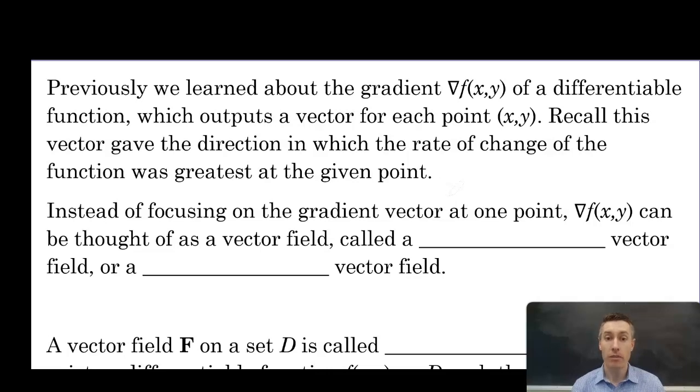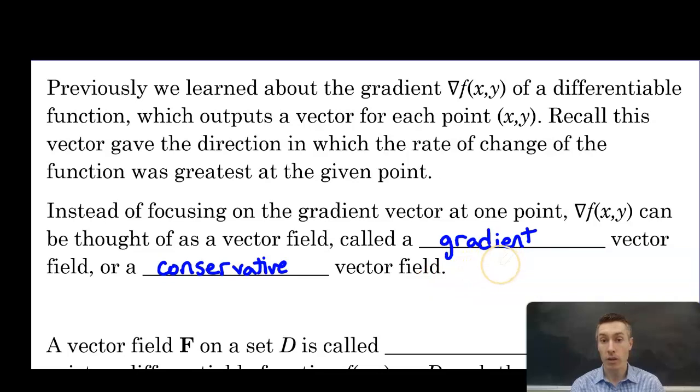If we change our perspective a little bit, and instead of plugging in a single point, just take the gradient in terms of x's and y's, well, then that means that we would produce a gradient vector at every point in the plane or in 3-space. And in doing so, you would create a vector field. So we can think of it as a vector field called a gradient vector field or a conservative vector field.